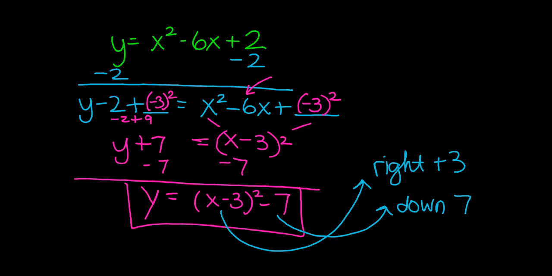All right. And the last thing, I want you to try this last question. On the last question, we have y equals x to the second power minus 4x plus 1. Go ahead and try to convert that into vertex form.